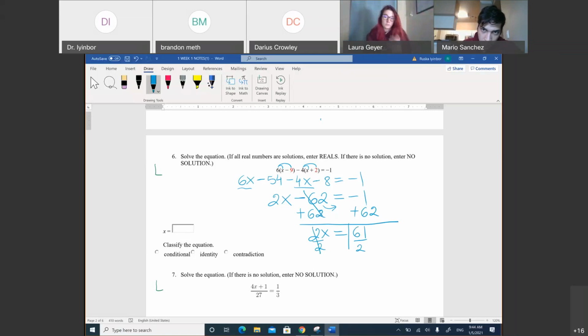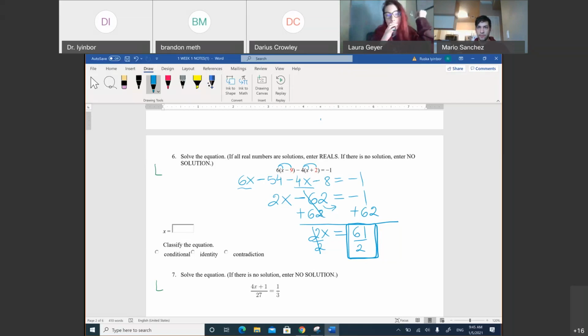Now, let me explain something. Which one is better to write, 61 over 2 or 30.5? Let me tell you something. WebAssign likes fractions. Yes, fractions are your friend. So use a fraction as an answer. Because some fractions, when you change them to decimal, like this one is good, it's going to be 30.5. But if it's like 61 over 3, it's going to be 20.33333, a repeating number that continues forever, and you have to round somewhere, and WebAssign is very picky, so WebAssign is going to say it's wrong.